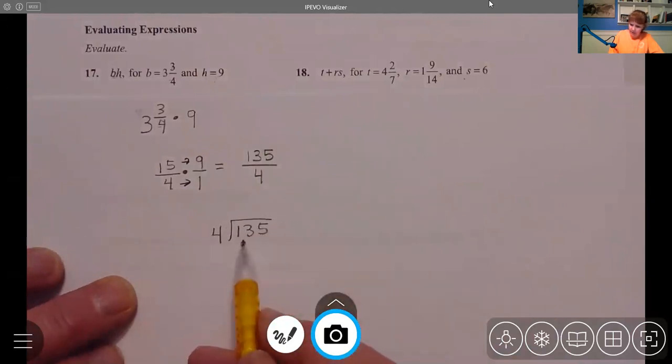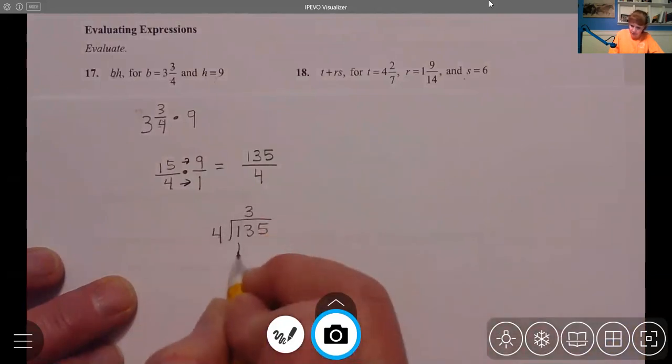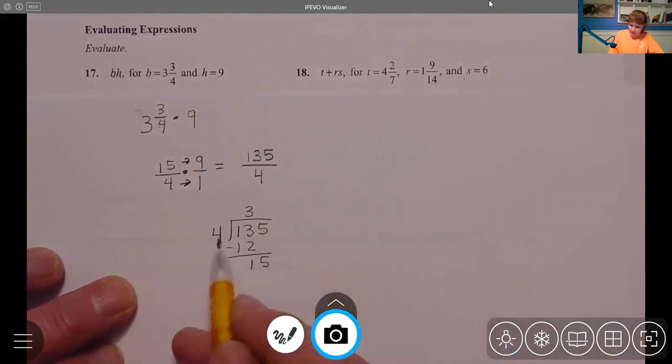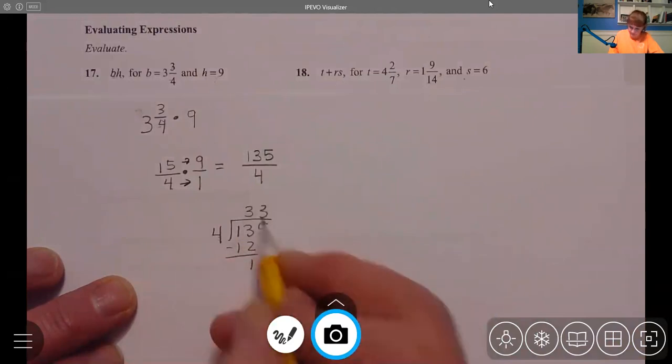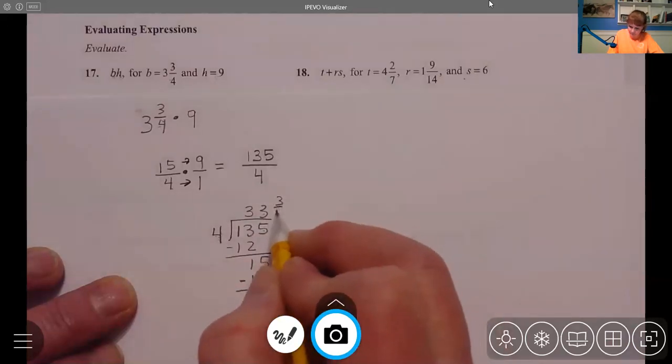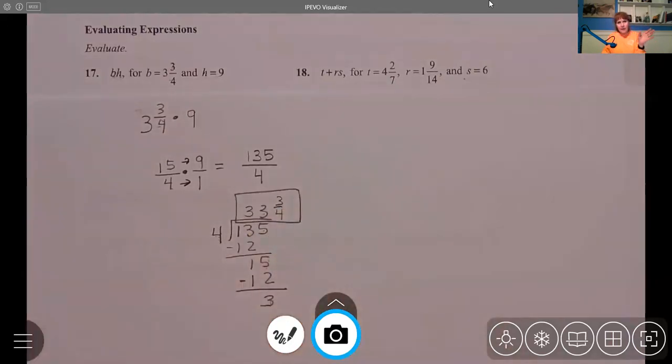Let's see, 4 goes into 13 3 times. 3 times 4 is 12. 4 goes into 15 3 times. 3 times 4 is 12. So it looks like we have 33 3/4. Check the sign, no negatives, we're good. All right, 33 3/4.